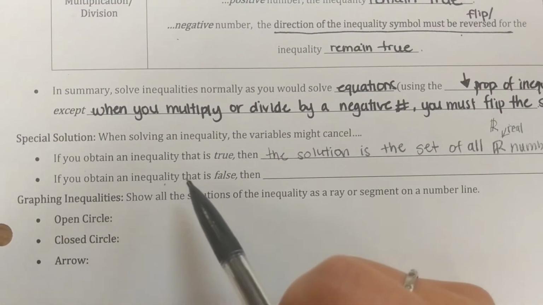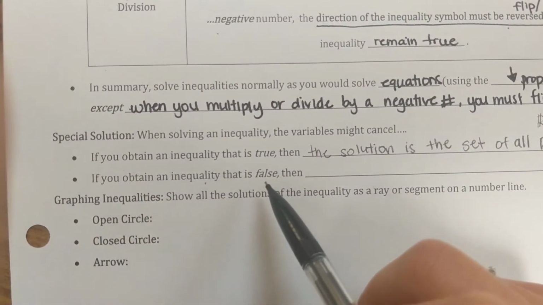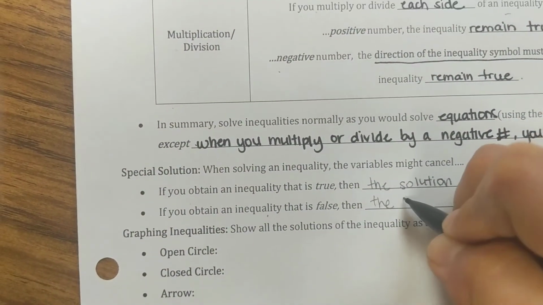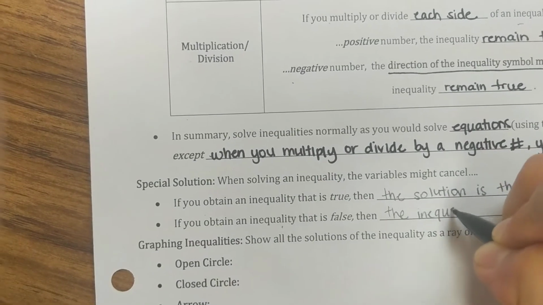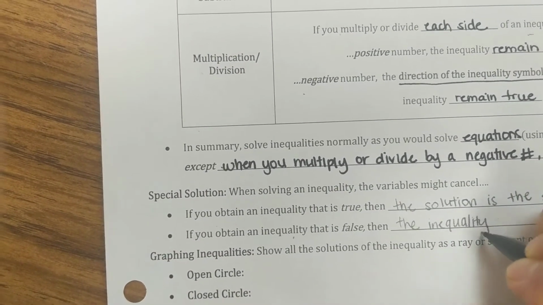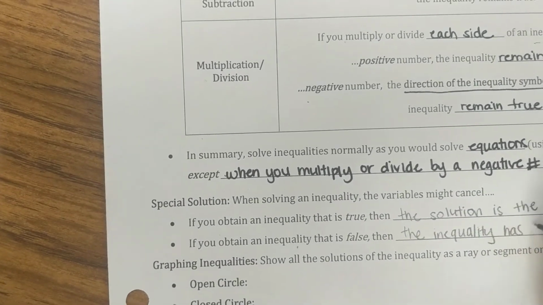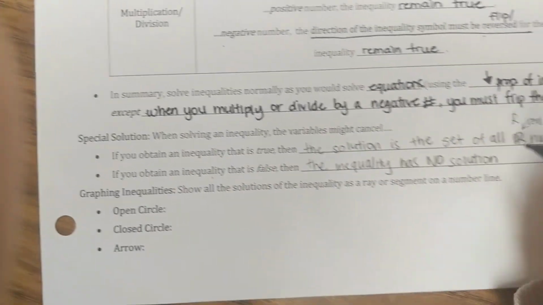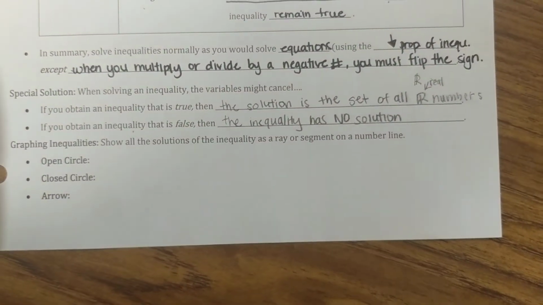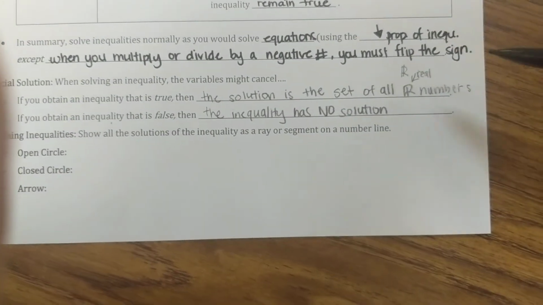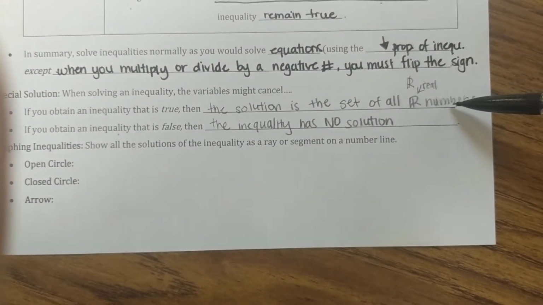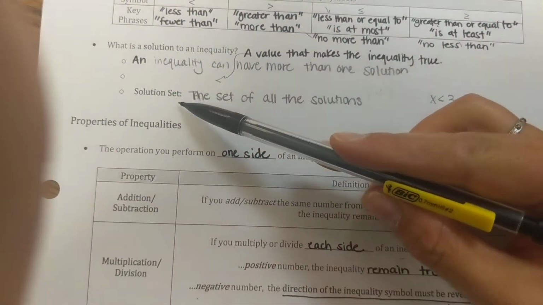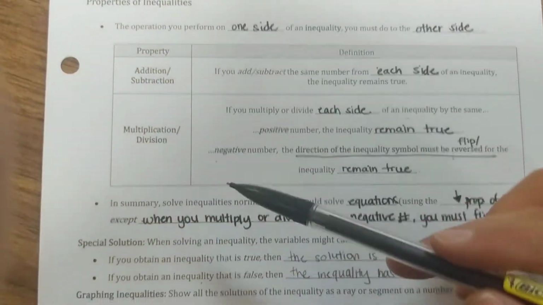If you obtain an inequality that is false, then the inequality has no solution. Okay, so the possible outcomes of an inequality could be all real numbers, no solution, or a solution set.